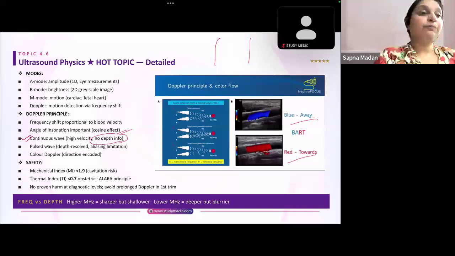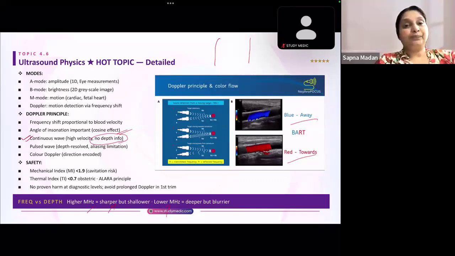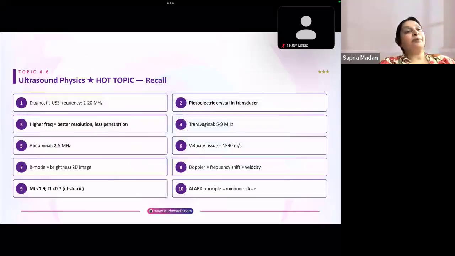Okay, so frequency versus depth. If the higher frequency probes are there, the images are better resolved, so they are sharper, but the depth is limited. If it is a lower frequency, then the depth is better, but the images have low resolution or they are blurred. Okay, so just a recall.